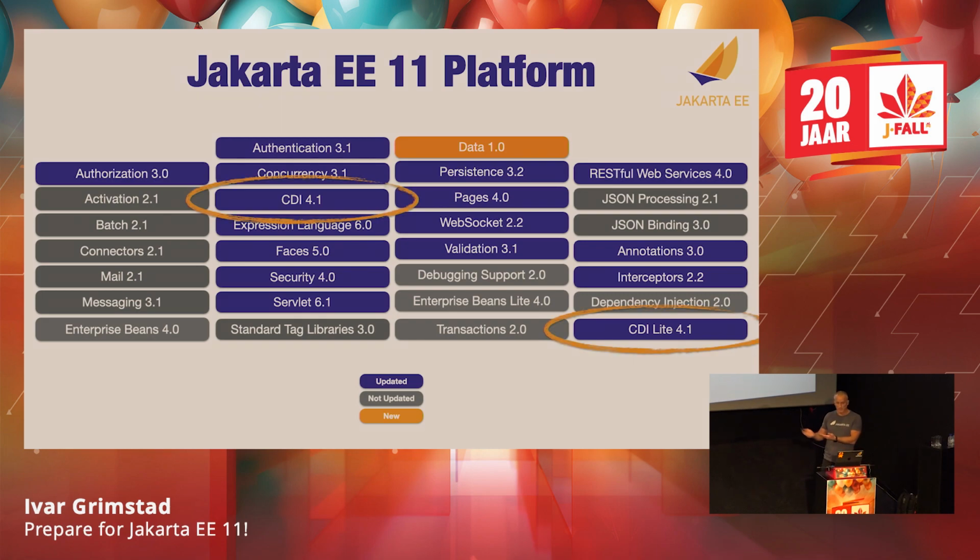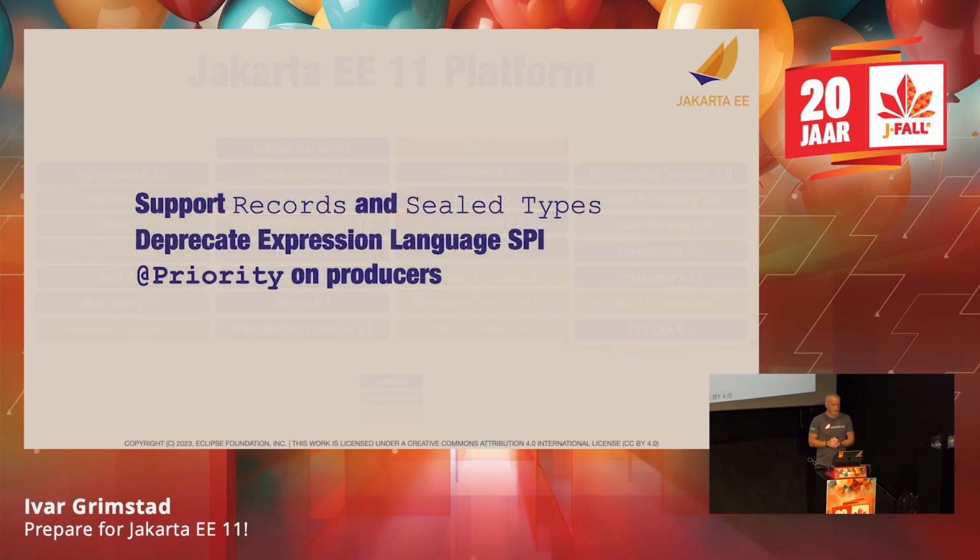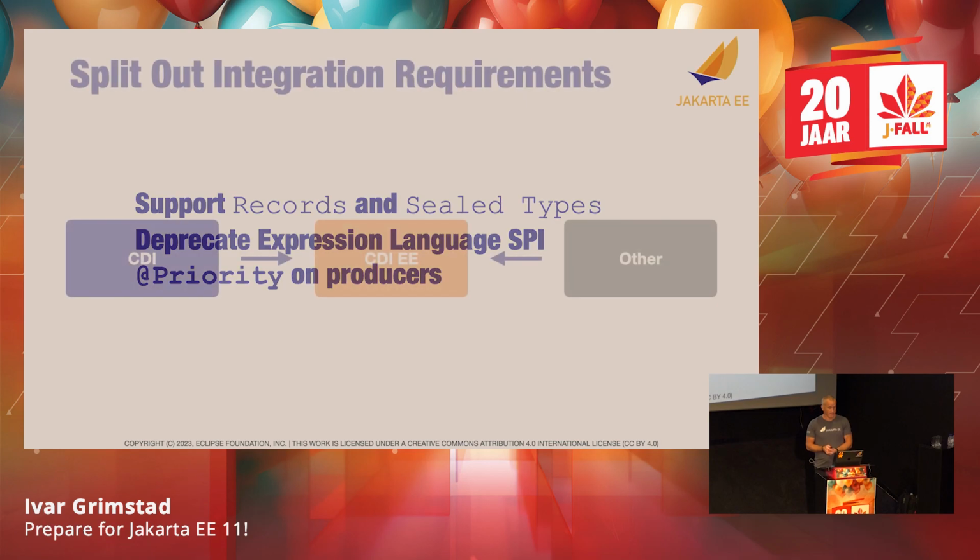So CDI, and also by extension the sub-specification CDI Lite 4.1, is also getting some support. For example, they need to do some changes so we can inject records and field types and treat them as CDI beans. Deprecate some expression language stuff, and add priority on producers, so you can prioritize which producer should be used to produce the beans you're using. So it's kind of a cleanup thing. It's a minor release, so it's not that many things.